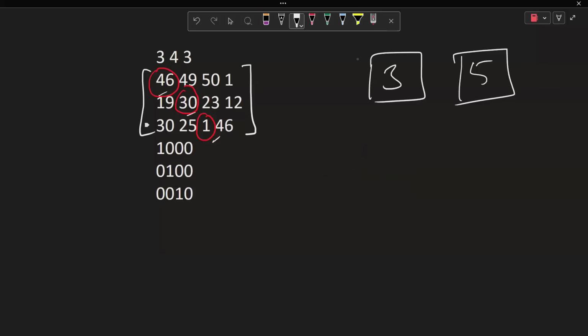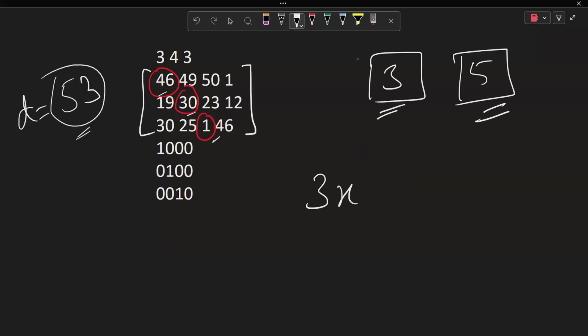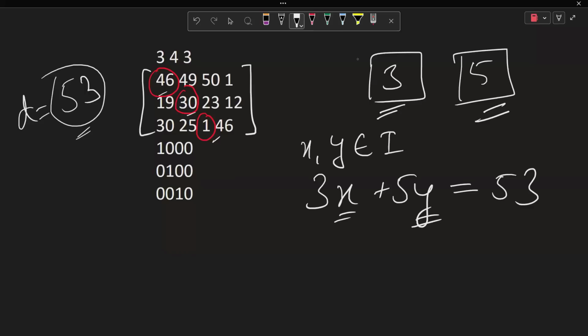Okay, I'm not going to calculate. Let's suppose the difference was, let's say, 53 or something. Now, can you reduce this difference 53 to 0 using multiples of 3 and multiples of 5? That's your problem. You can do 3x plus 5y, and if this can be made 53, and these x and y are integers and they can be negative also. That's the condition. So x and y belong to integers.